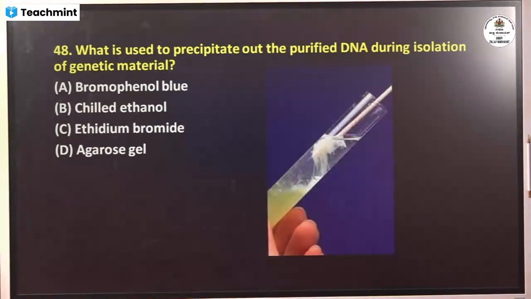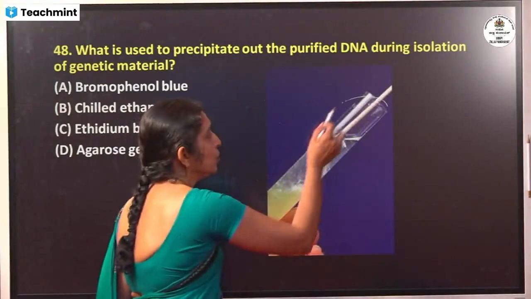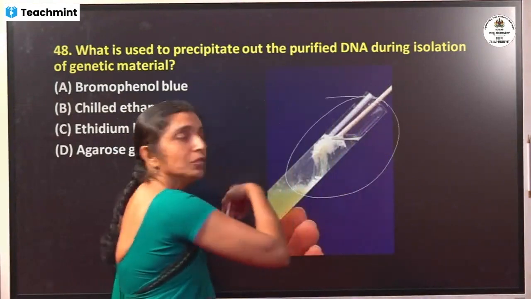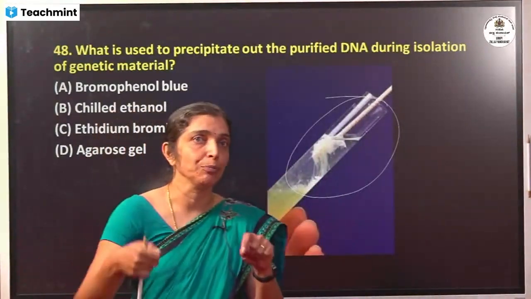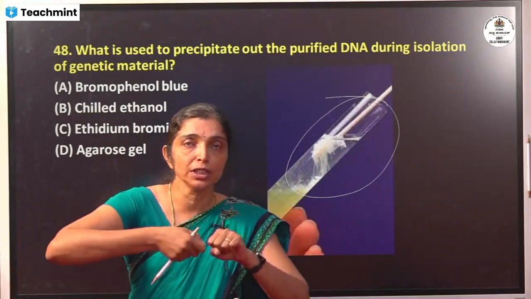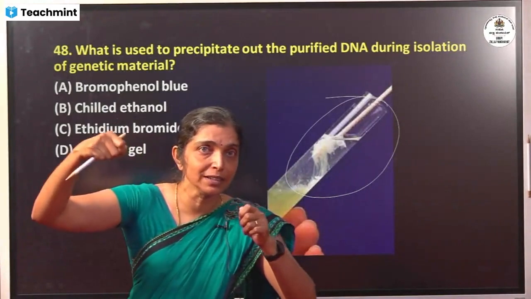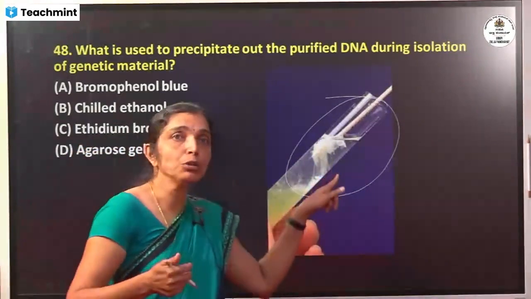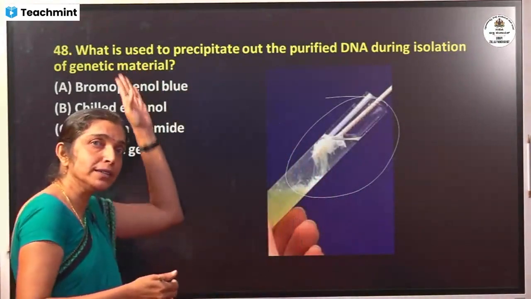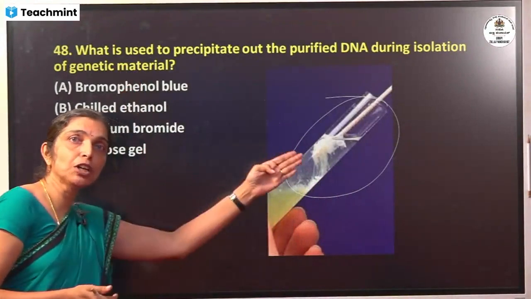What is used to precipitate out the purified DNA during isolation of genetic material? Bromophenol blue, chilled ethanol, ethidium bromide, agarose gel. Here in the picture, we can see how we have spooled out the DNA, isn't it? In order to spool out the DNA from the cell, so in order to get the thread-like DNA, what are you going to use among these, which will give you the spooling out very easy?